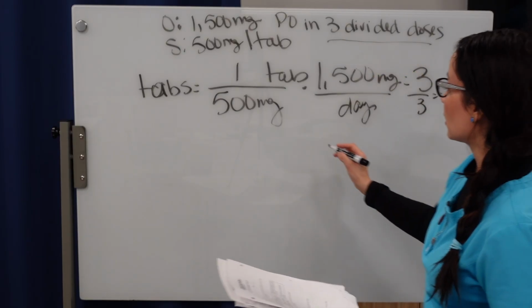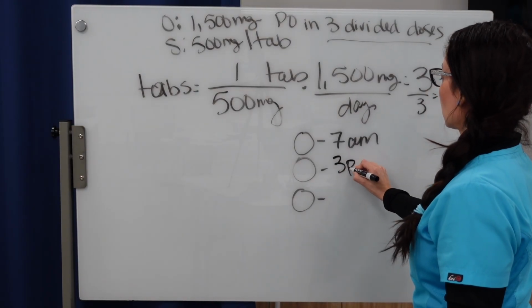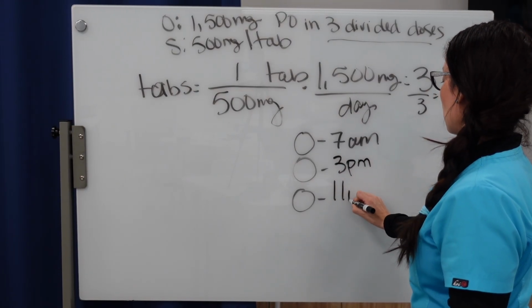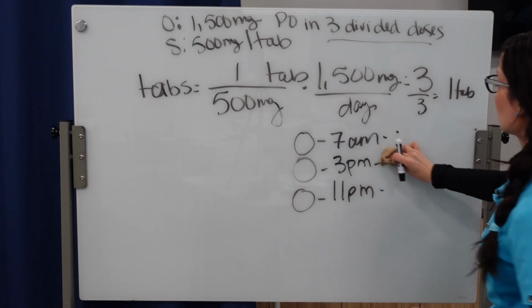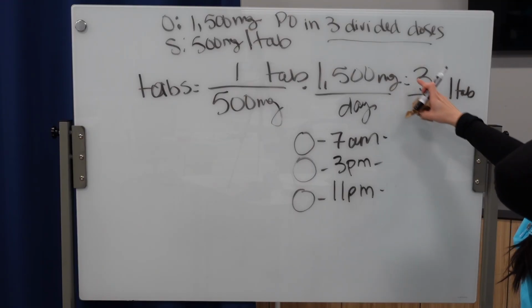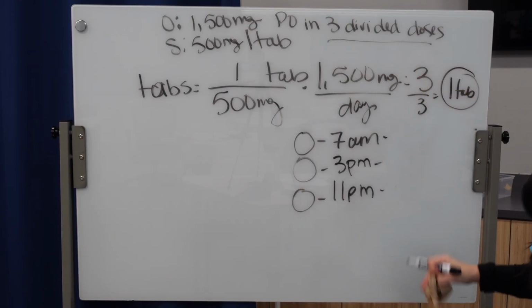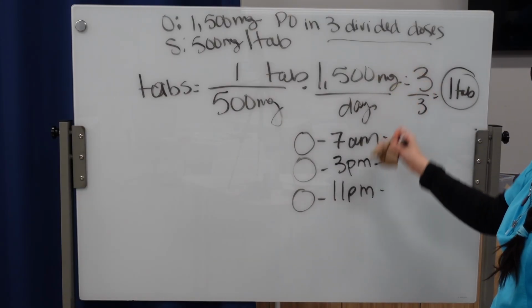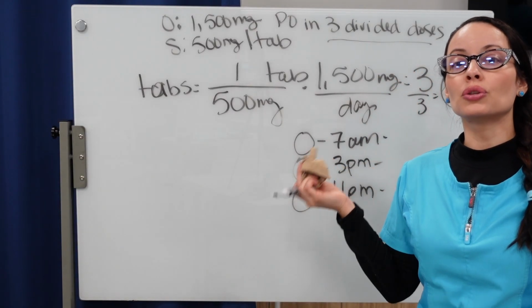If it helps you, they get 1 tab in the morning, 3 p.m., 11 p.m., right? If we were giving it, you're giving 1 tab at 7, then 3, then 11, because it's 3 divided doses. So that's why the answer is 1 tab. It's not 3, because 3 tabs is the dose for the entire day. So that's why you make sure you read the order.